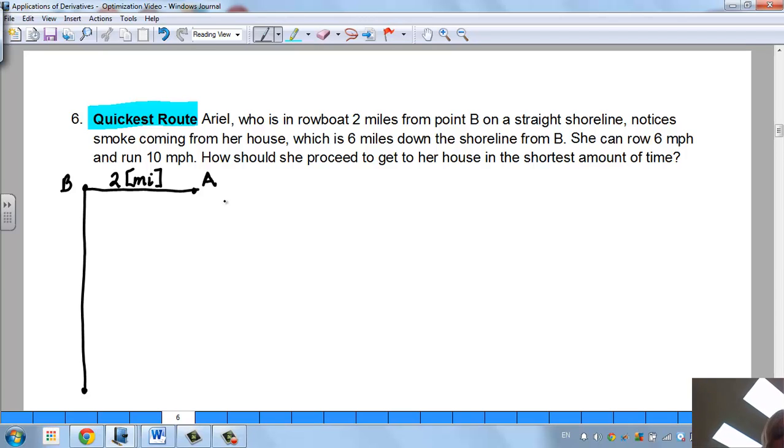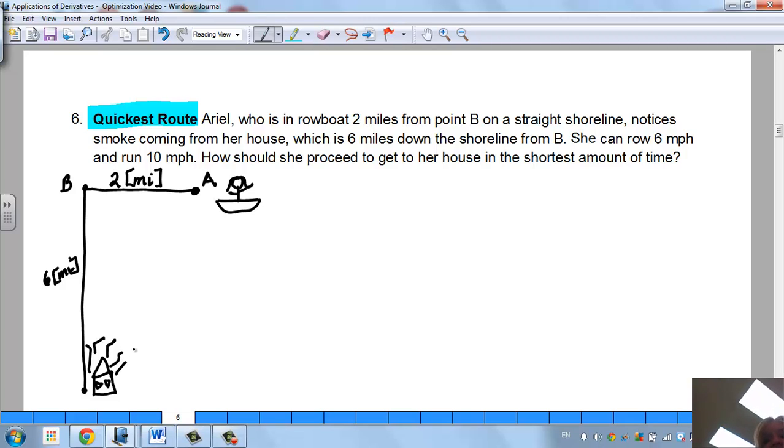So here she is in a rowboat, out on the water. She notices smoke coming from her house, which is 6 miles down the shoreline from point B. So we'll say her house is here. This is 6 miles from point B down to her house, and there's smoke and fire coming from her house.